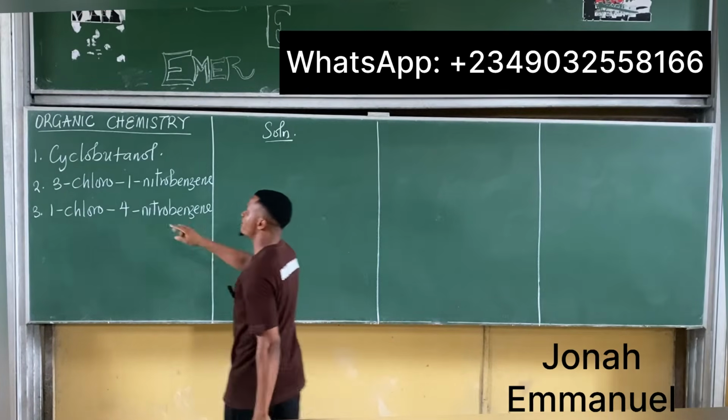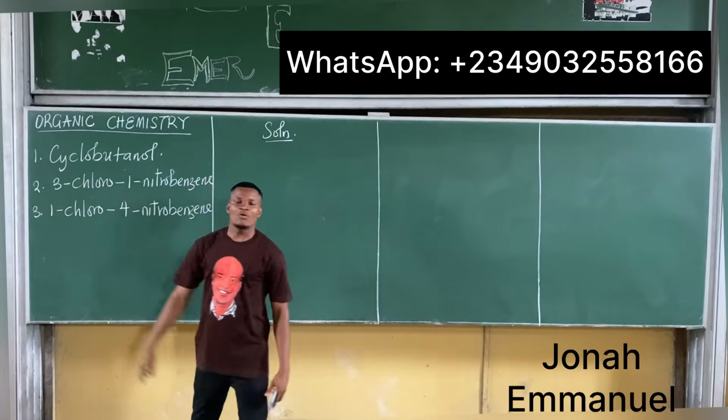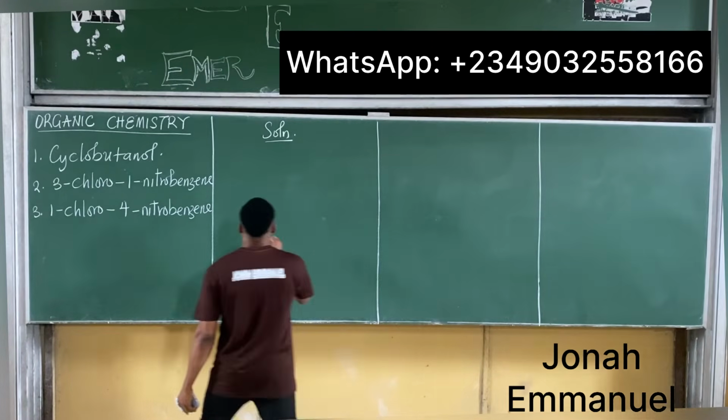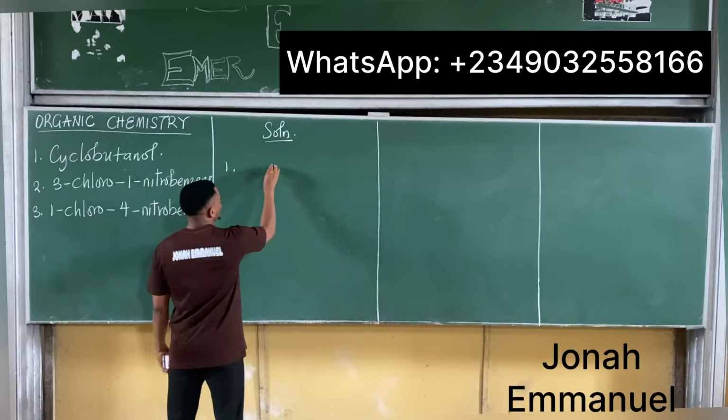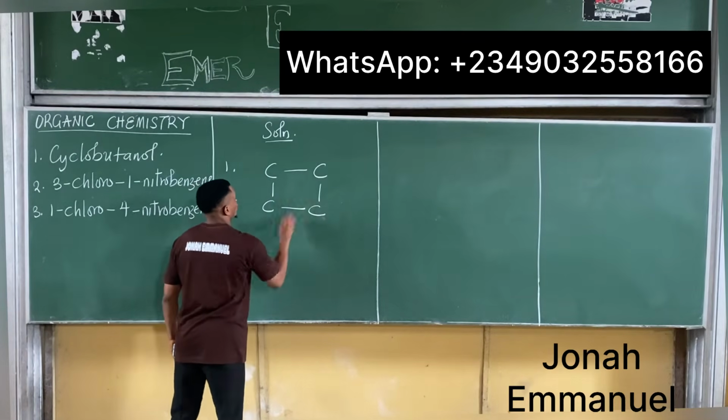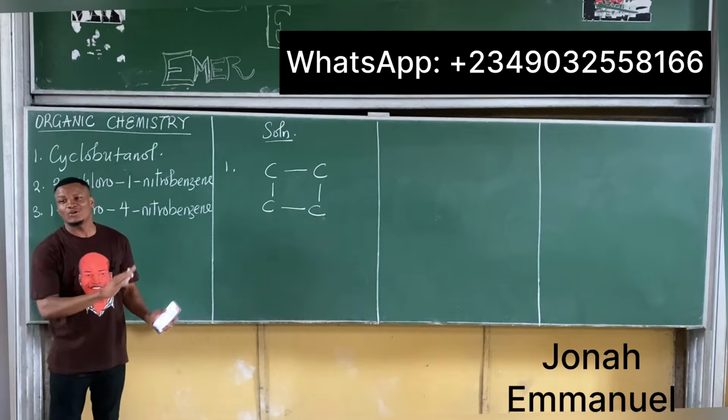Next up, I'm seeing a butanol. When we say but, how many carbon there? 4 carbon. So this simply means get 4 carbon. The first one there, cyclobutanol, get 4 carbon, and it should be in a ring structure. This is cyclobut.